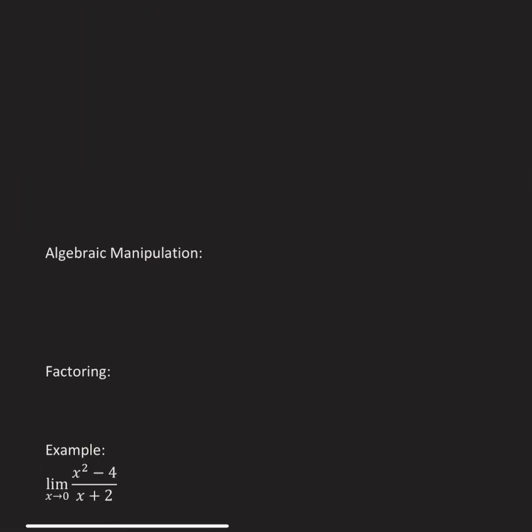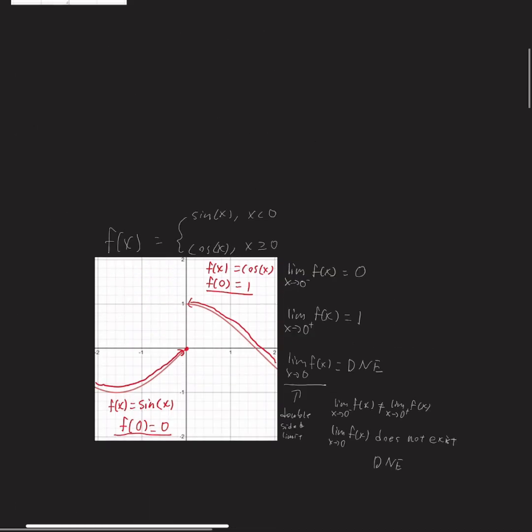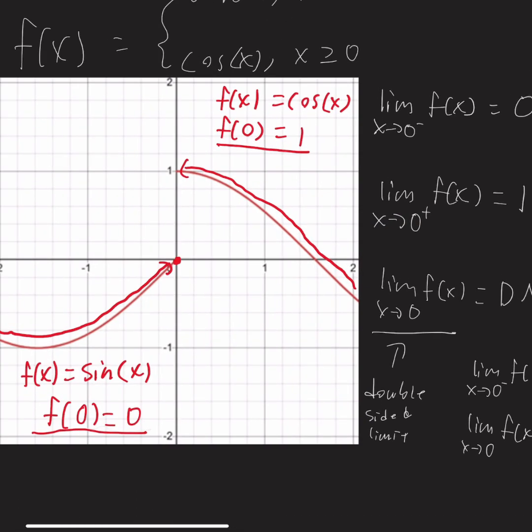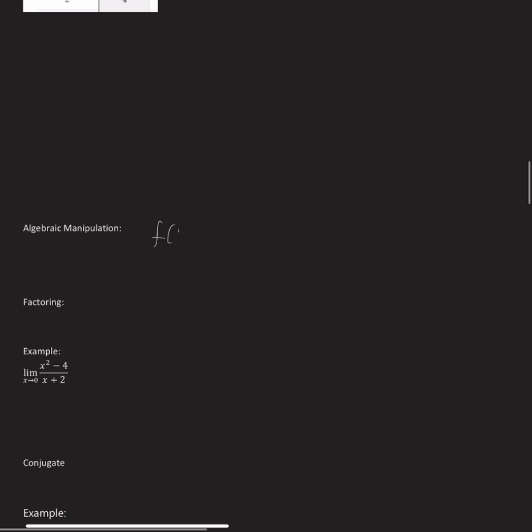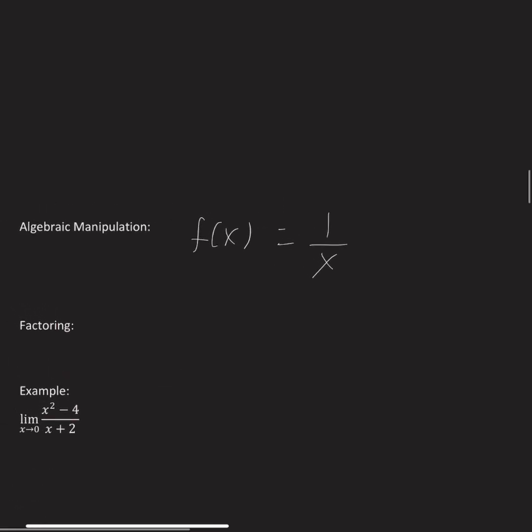Algebraic manipulation. When we're dealing with the limit of a function, maybe it's not continuous. For example, the graph here is a piecewise function and it's not continuous at x equal to 0. And we might have another graph, for example, f of x equal to 1 over x. So what we want to do is direct substitute the value when we are finding the limit. And we need to identify if it's a vertical asymptote, removable discontinuity, or it's defined there.